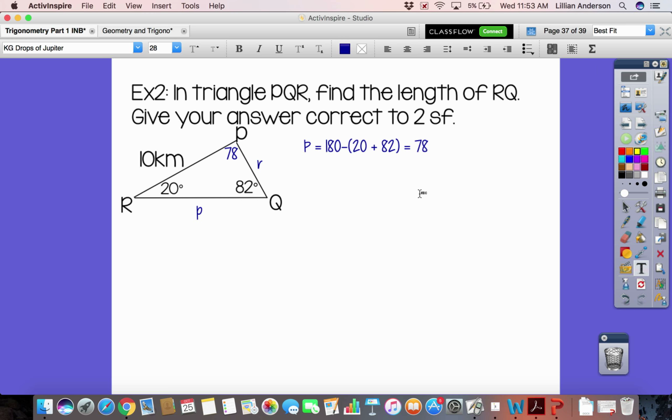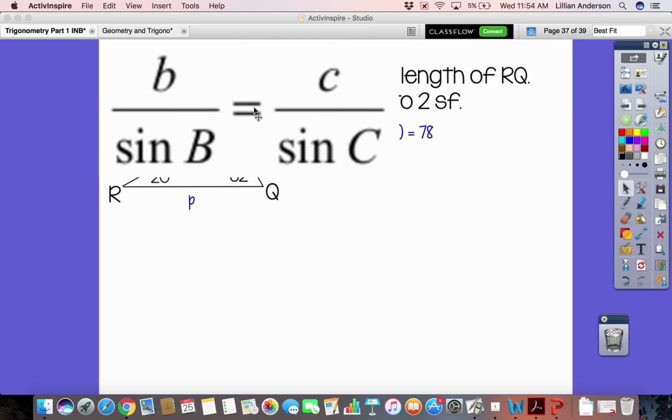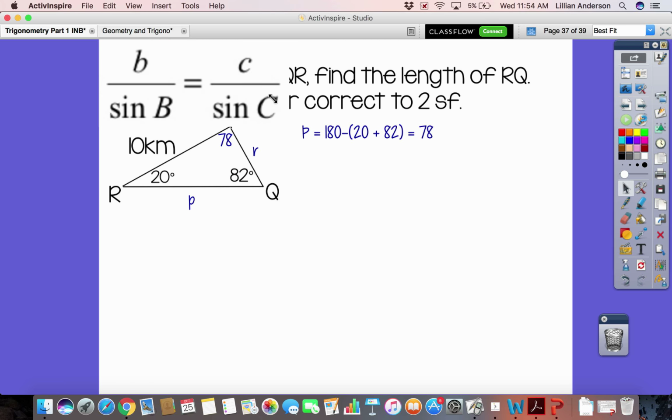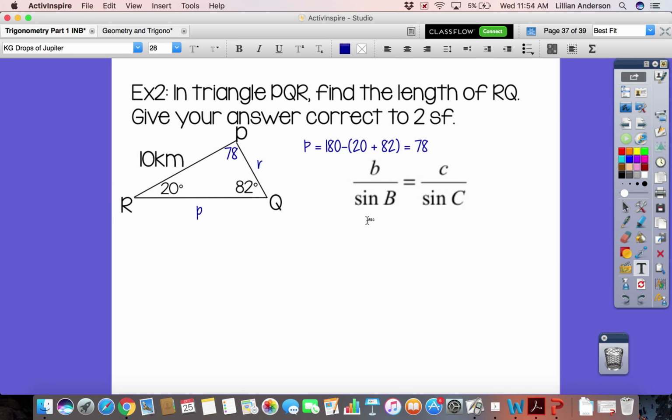Now that I have my angle across from the side I'm looking for, you see how I have a side and the angle across from it, the 82 degrees and the 10 kilometers? Well, I'm going to use that along with my sine rule here. Now, yes, in the original formula that's in your reference booklet and that you have written down on your little flap, it's going to have A's, B's, and C's. But we can change that, guys.